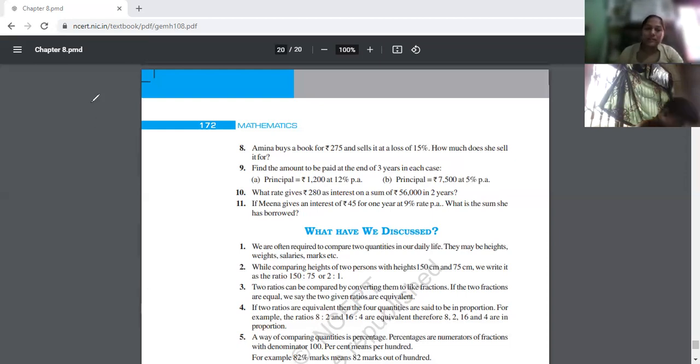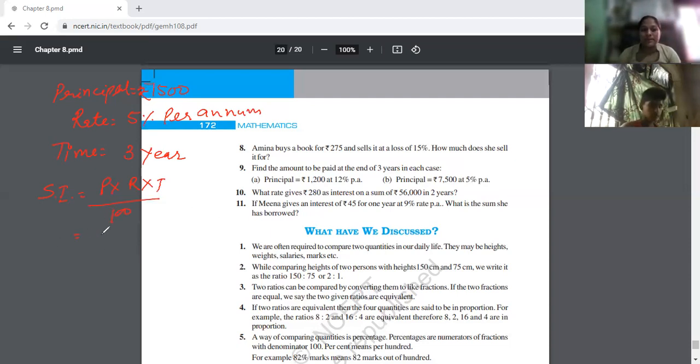Deep done. What is the principal? Ma'am, principal 7,500 rupees. What is the rate? 5% per annum. What is the time? 3 years. Find SI. SI means simple interest. P into R into T. You know the formula? Yes, ma'am. Okay, what is the principal? 7,500. Rate is 5%. Time is 3 upon 100.